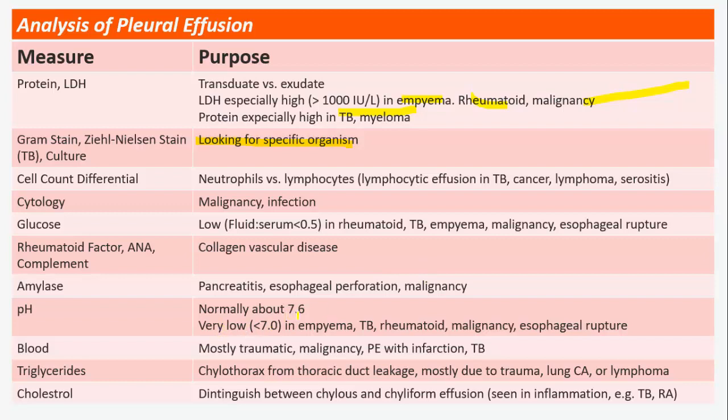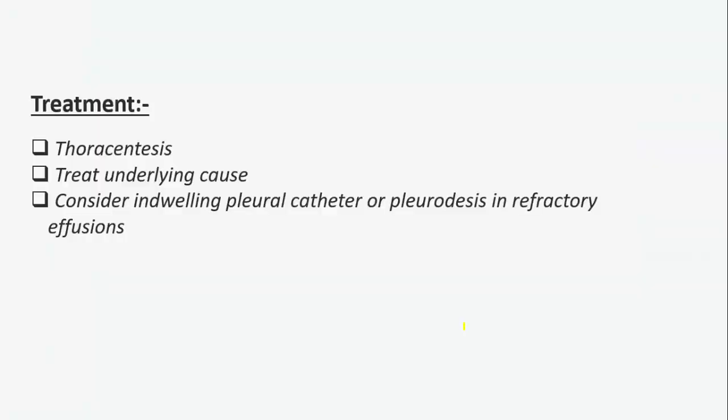pH is normally about 7.6. If it is low, empyema, TB, rheumatoid, malignancy, esophageal rupture. Blood is mostly traumatic, malignancy, pulmonary embolism with infarction and TB. Triglycerides: chylothorax from thoracic duct leakage, mostly due to trauma, lung cancer or lymphoma. Cholesterol distinguishes between chylous and chyliform effusion, seen in inflammation, for example TB and rheumatoid arthritis. What is the treatment? Thoracocentesis, treat the underlying cause, consider indwelling pleural catheter or pleurodesis in refractory effusions.